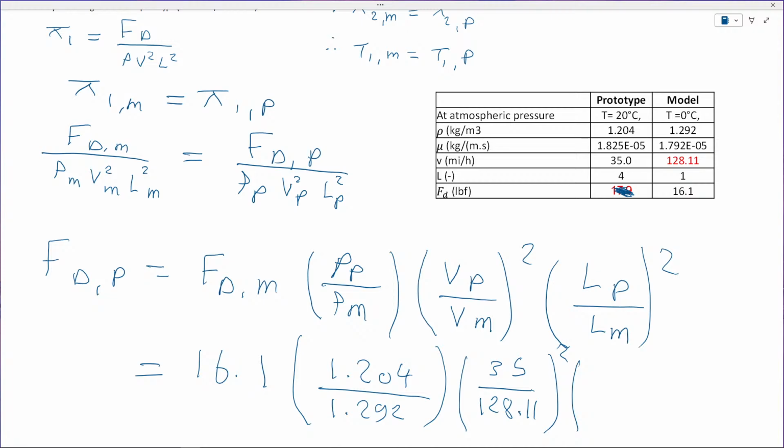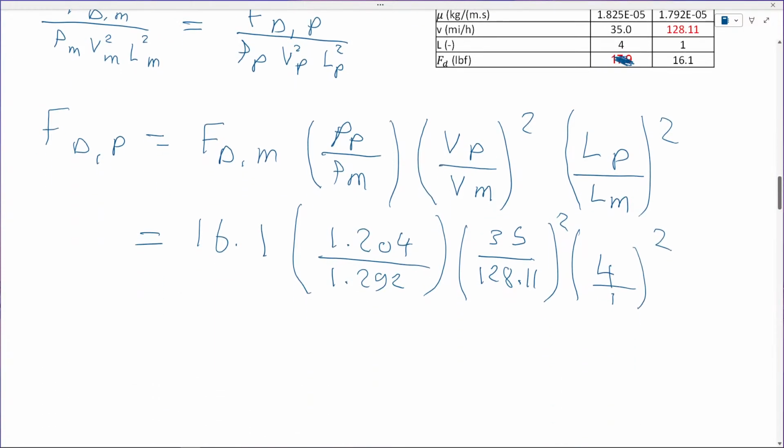The length prototype over length model, that's 4 over 1, squared. So if you did this calculation, when I did this, I got 17.9.